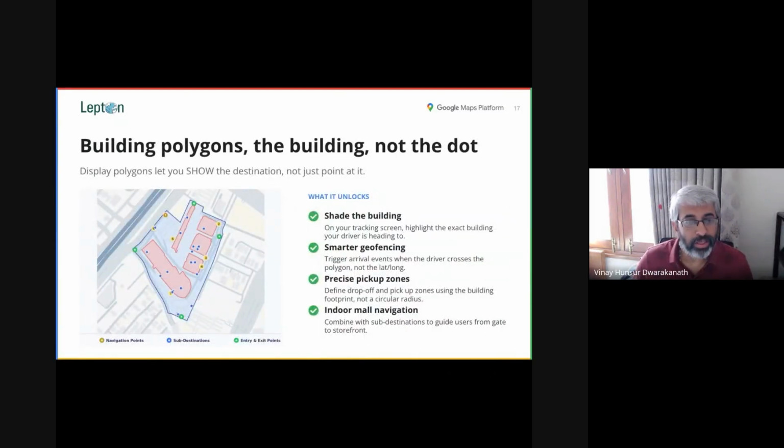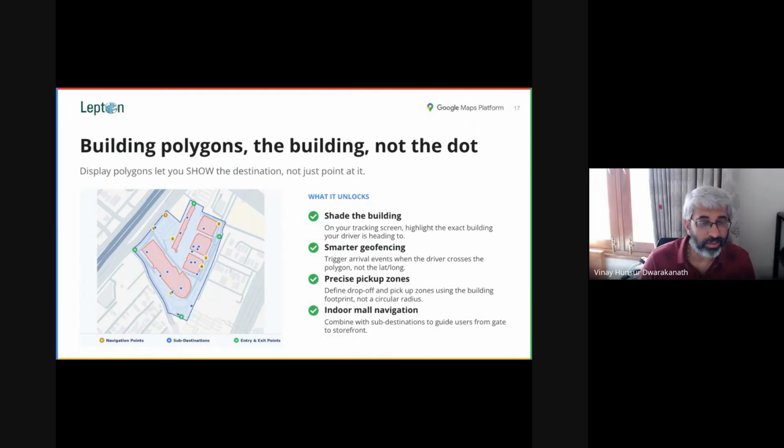The next one is building polygons, right? So building polygons are simple but very powerful. So instead of pointing at the building with a dot, version 4 returns the actual shape of the building, like I said, its footprint. Look at the left side of this slide, right? And the blue shaded area is the polygon. The driver pin is just outside, heading towards it, right?